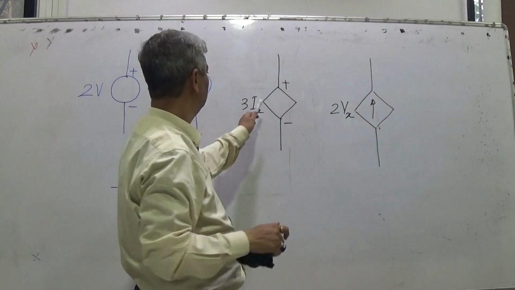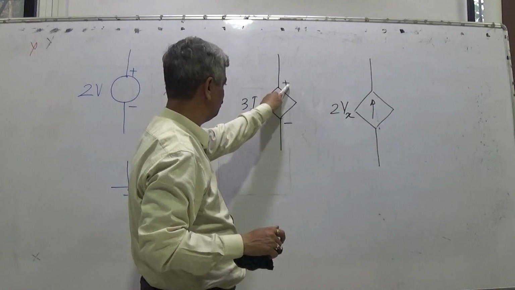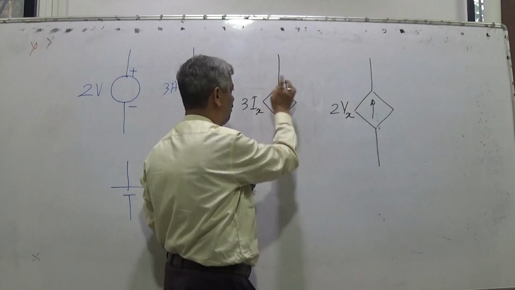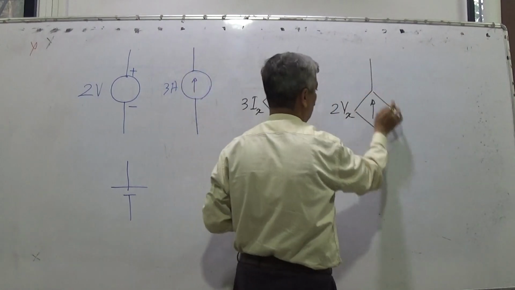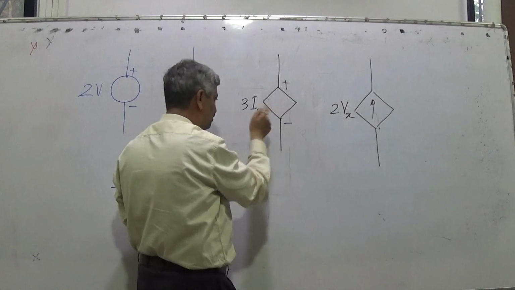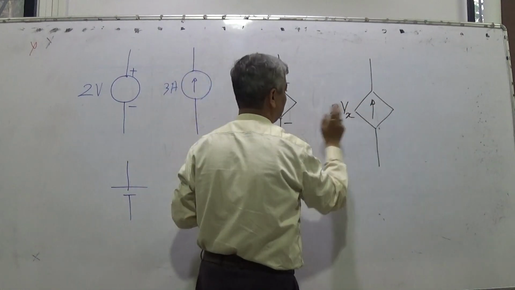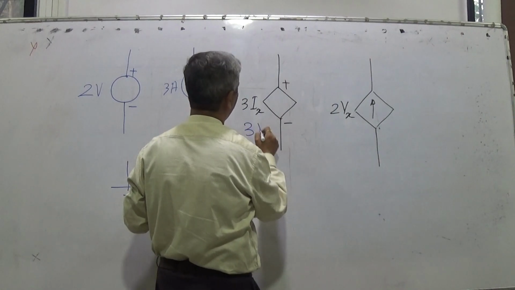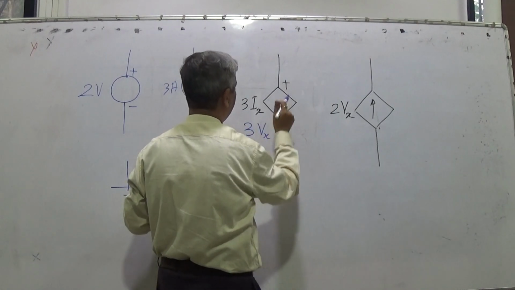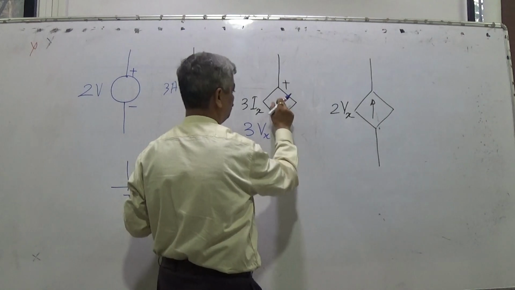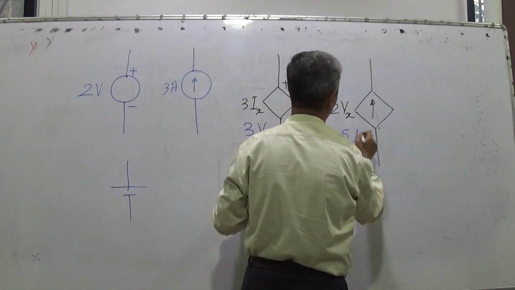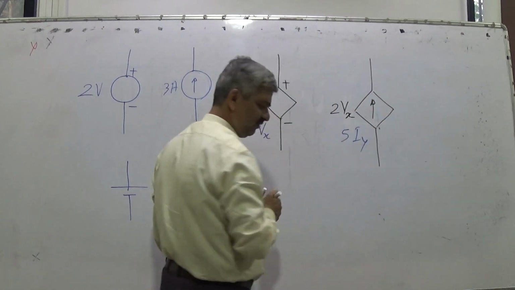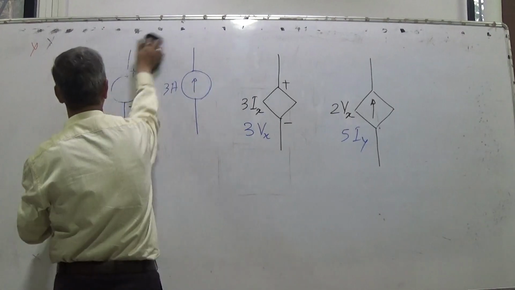So this is a current dependent voltage source. This is a voltage dependent current source. A plus minus symbol for voltage source, an arrow symbol for current source. It depends on some other current. It depends on some other voltage. Had it been 3 Vx, it is a voltage dependent voltage source. Had it been 5 Iy, it is a current dependent current source, right? So I think this is necessary and sufficient information.